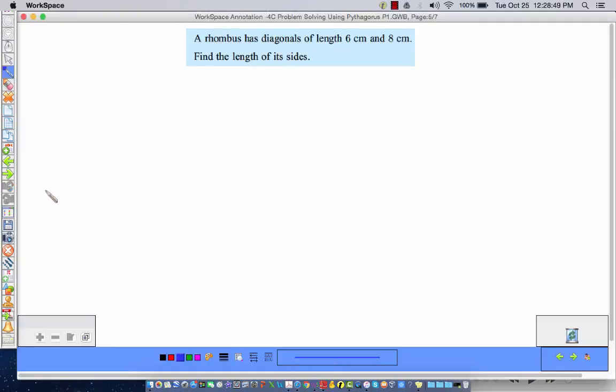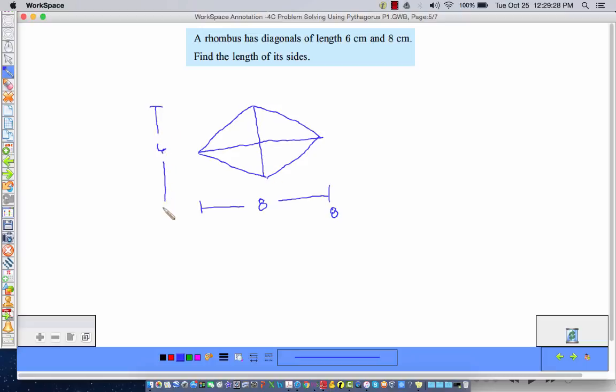Okay, next. A rhombus has diagonals of length 6 centimeters and 8 centimeters. Find the length of its sides. Well, a rhombus has all sides equal. Looks like a diamond, generally. So there's a rough sketch of one. So all the sides are equal, and it has a diagonal of length 8, and instead of labeling this 8 right here, I'm going to do it here. Okay, and then it has another diagonal of length 6, so that would be from here to here.